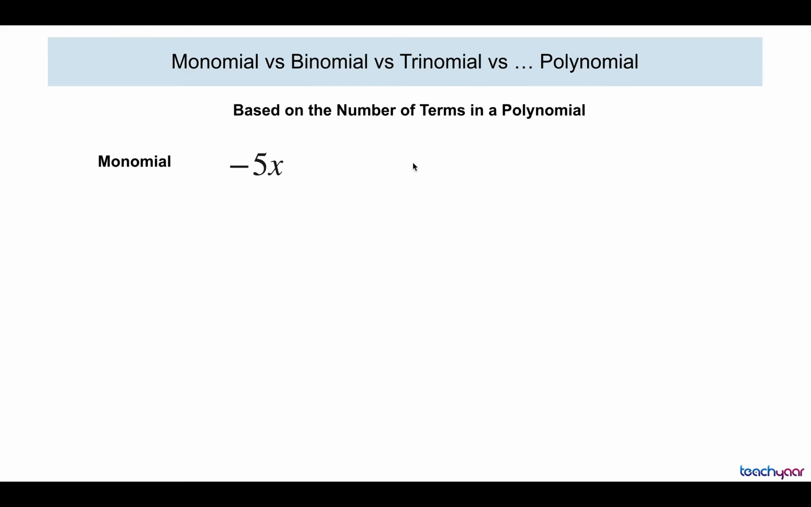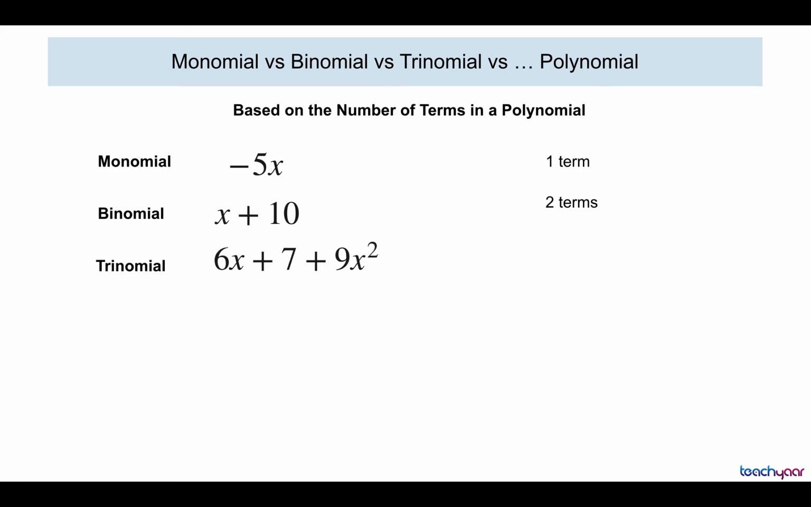So if it's just minus 5x, it's a monomial. 3y, it's a monomial. Right? So it's got one term. Binomial, bi means two. So binomial, you've already guessed, I'm pretty sure, two terms, right? x plus 10. So two terms, binomial. What's the next one? Three terms. So tri, right? So trinomial.